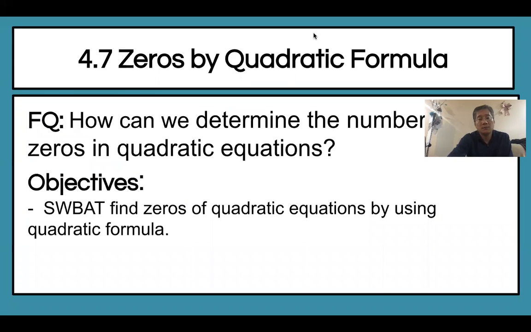Hi everyone. Today we are going to talk about 4.7 zeros by quadratic formula. You are going to be able to find the zeros of quadratic equations by using what? Quadratic formula, not by using the calculator. All right. Before we start our lesson, can you start with the do now?